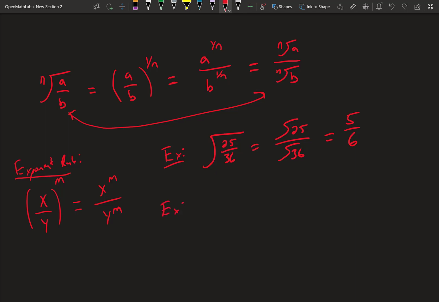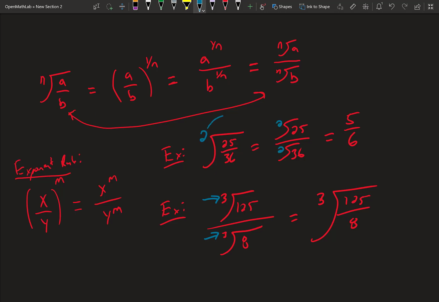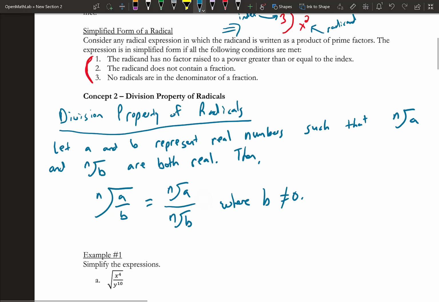Another example is that we can work the other way. If I have the cubed root of 125 divided by the cubed root of 8, then this is just equal to the cubed root of 125 over 8. The important part that I want to point out is that these indexes must be the same. Here they are 2's, and when you split them apart, those indexes are the same. So that's important to note.